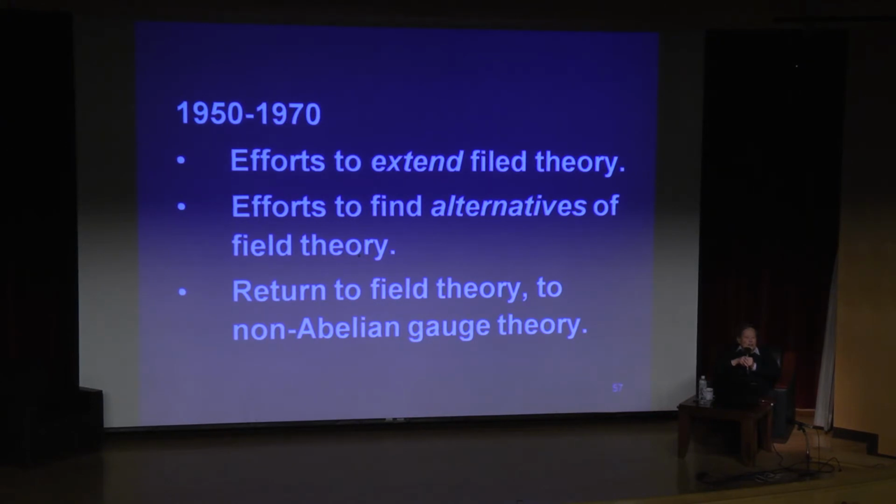With the success of renormalization, during the 20 years between 1950 and 1970, there were, of course, naturally efforts to extend the field theory. There were also efforts to find alternatives to field theory, because although renormalization was successful, it was recognized that it was not enough to describe the new phenomena, especially the new particles that had been discovered experimentally. Finally, in the 1970s, physicists returned to field theory, to non-Abelian gauge theory.